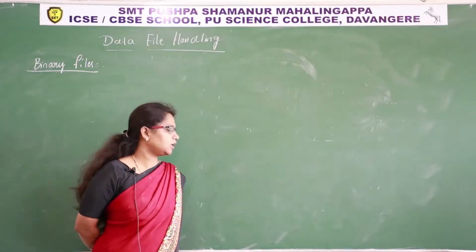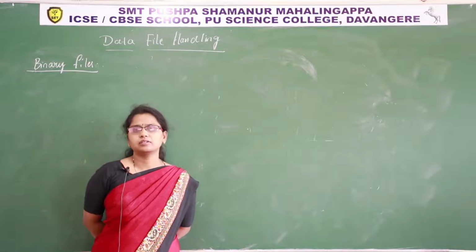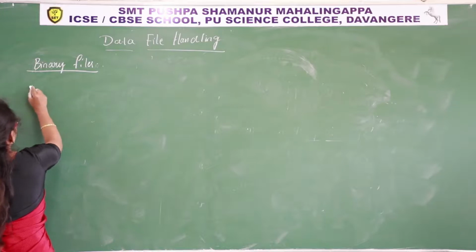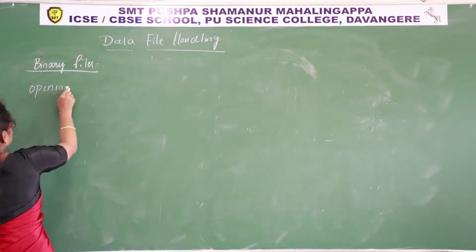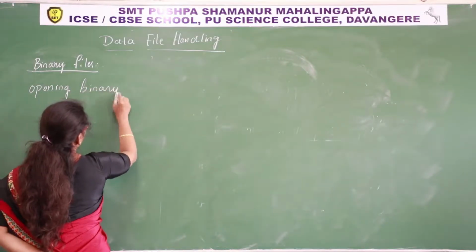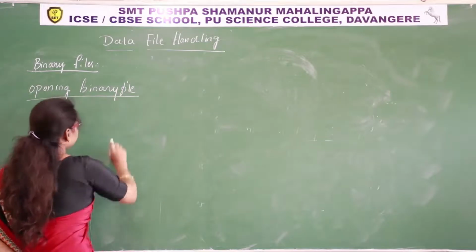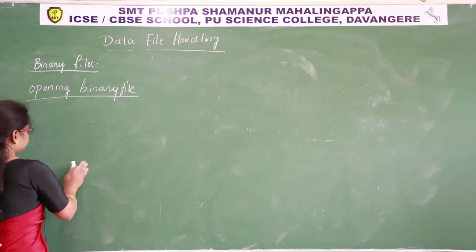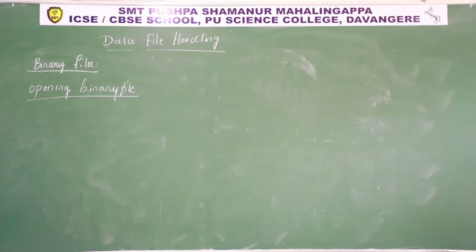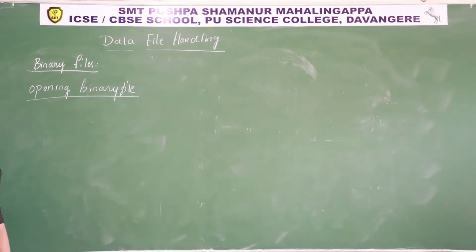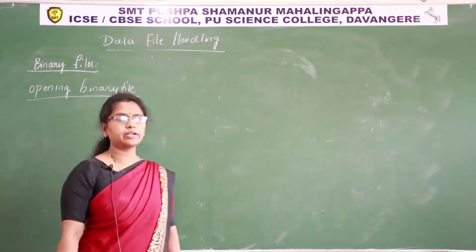Now in this class, let us understand how to write and how to read binary files. Opening binary files is the same as for text files. To open, we have to call the open function. And one more difference we learned between text file and binary file: at any given time, a text file is opened in only one mode, either for read or write purpose.